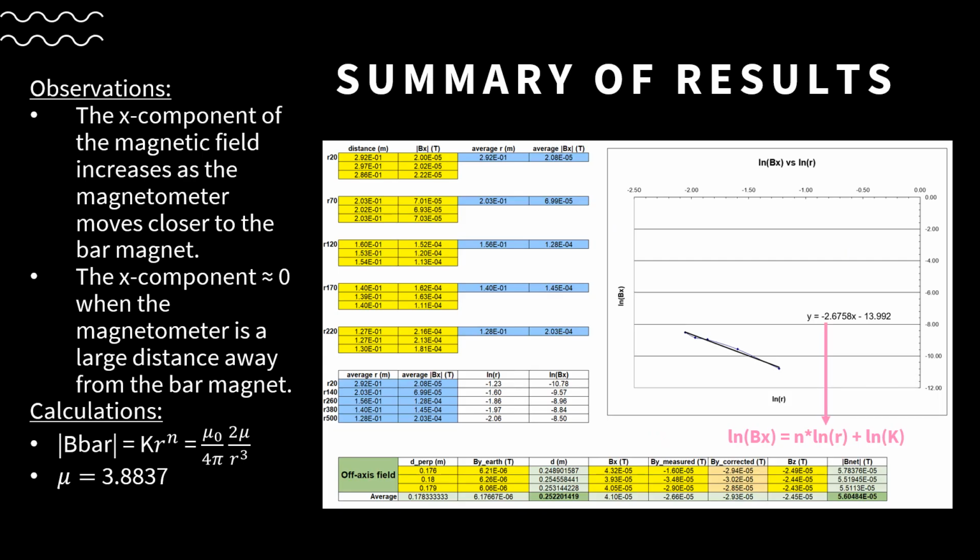Summary results. The observations are that the x component of the magnetic field increases as the magnetometer moves closer to the bar magnet, and the x component is approximately 0 when the magnetometer is a large distance away from the bar magnet. We can also calculate for mu by looking at the equation that the graph shows us. The n is going to be the negative 2.6758, and we can calculate for k by using the negative 13.992.